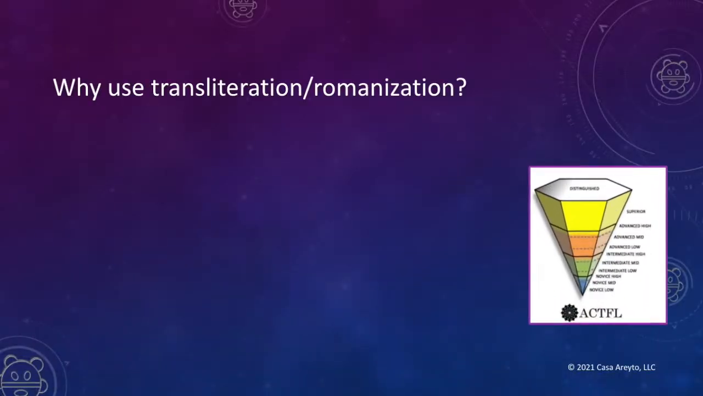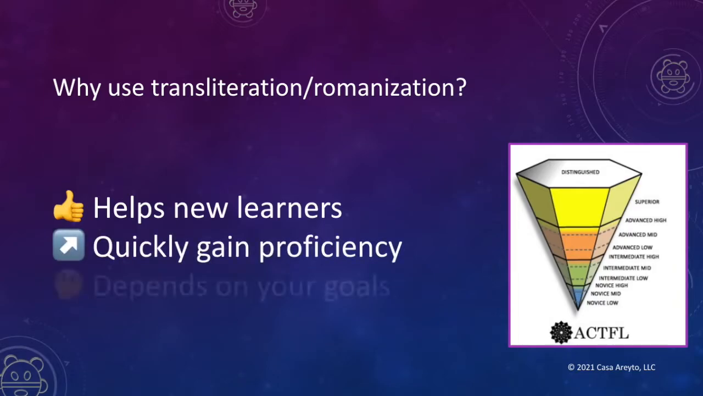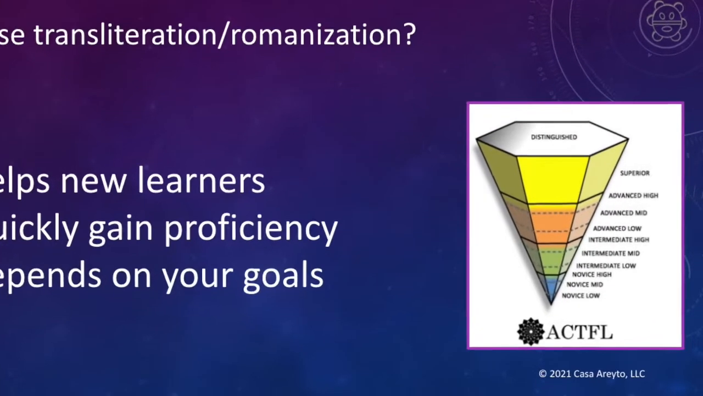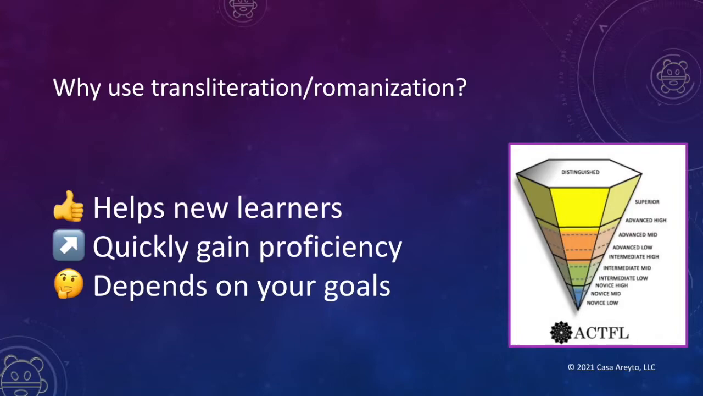And why do we do that? Well, transliteration and romanization is a tool that we can use to help new learners. So if you're at a novice low level, for example, just starting out in a language, it's going to be easier for you to learn the new language if you're using a writing system that you already know. The other thing is that it helps you gain proficiency much more quickly if you're using a romanization or transliteration than if you were trying to learn a brand new writing system from scratch.